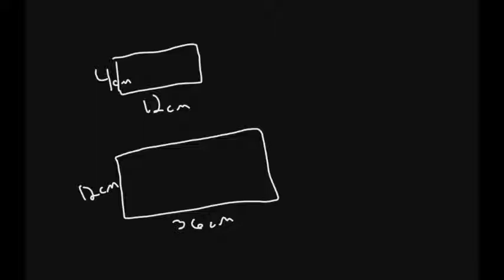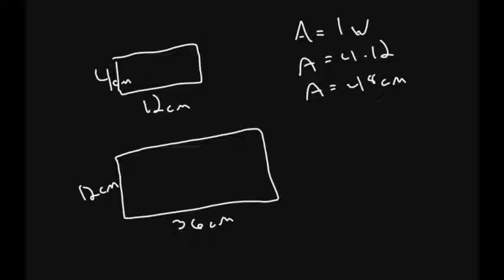We're starting here with the same 2 rectangles, the 4 and 12 and the 12 and 36. But this time we're going to look at area. So area equals length times width. Area would equal 4 times 12, which is 48. So my original area would be 48 centimeters squared. For my second one, area equals 12 times 36, and 12 times 36 is 432.